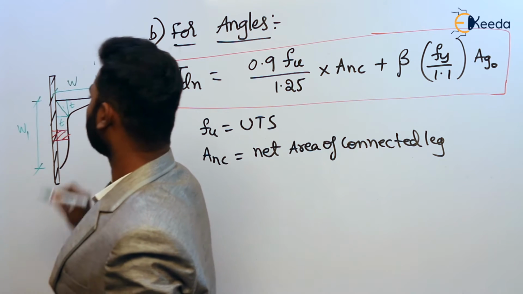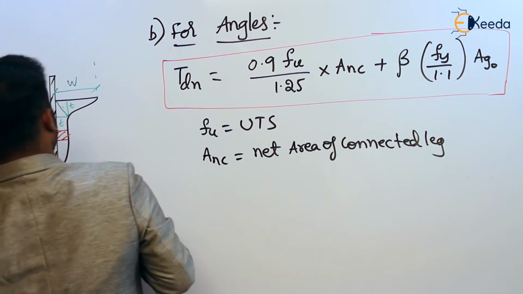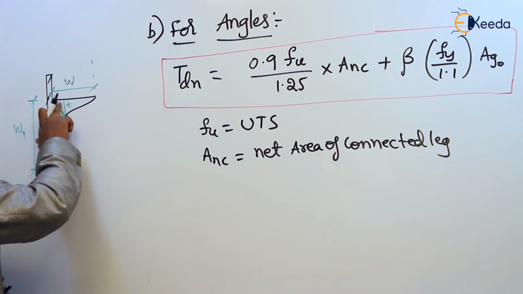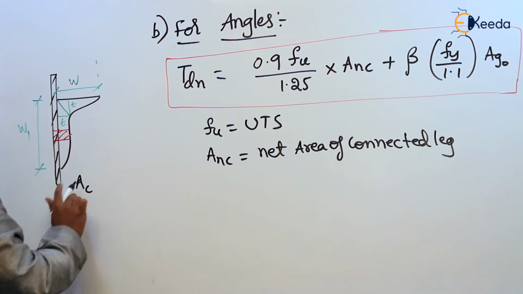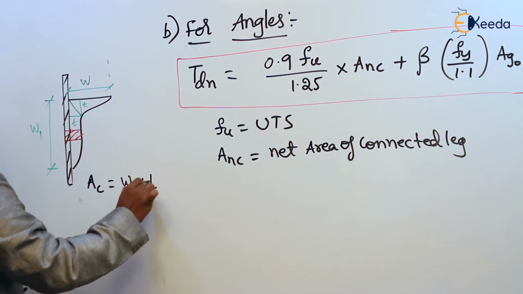This is T and this is T. So what is the gross area of the connected leg? First I am going to calculate the area of the connected leg, AC. What is its area? W1 into T. Agree or not?